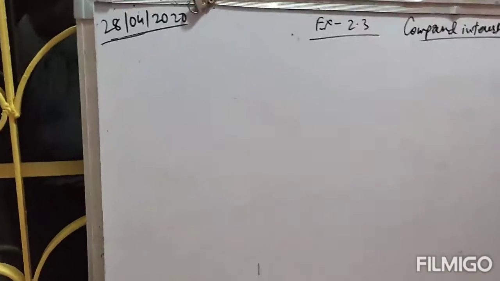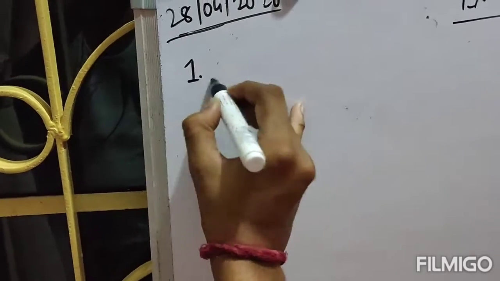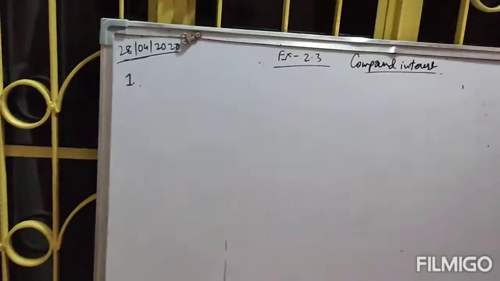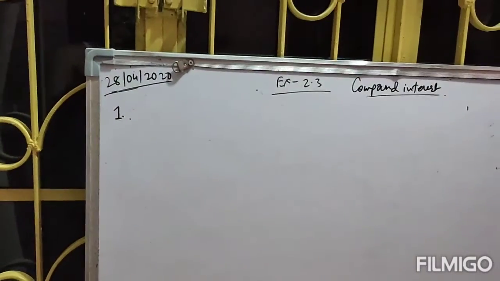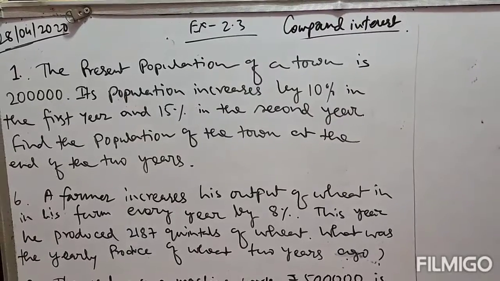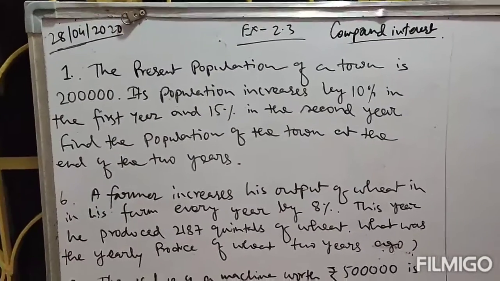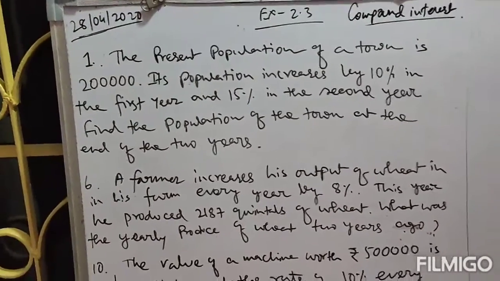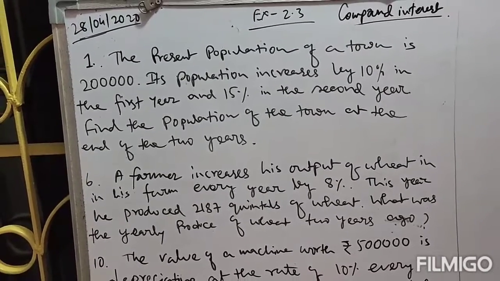Question number 1, exercise 2.3, question number 1. I will provide all the formulas in the description section. Just check the description section before the class and you will get all the formulas. Question number 1 says the present population of a town is 2 lakh. Its population increases 10% in the first year and 15% in the second year. Find the population of the town at the end of 2 years.